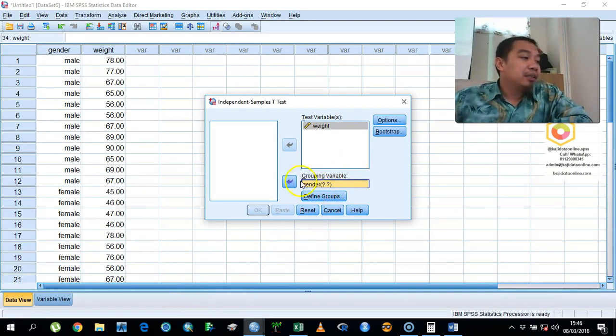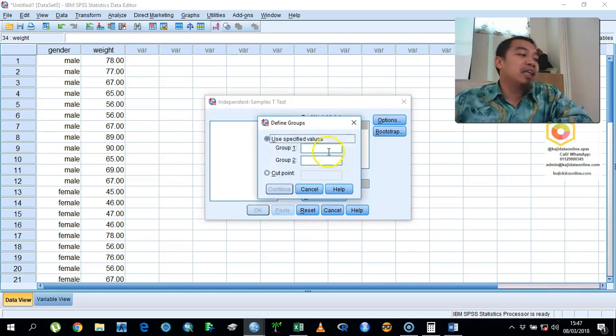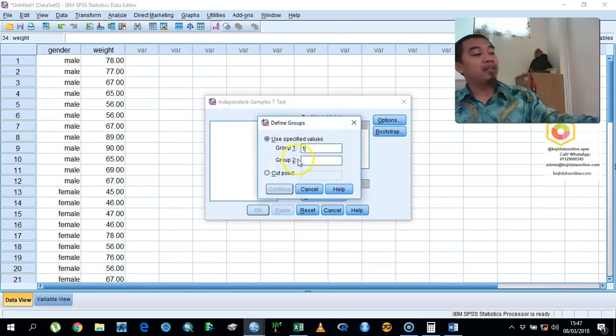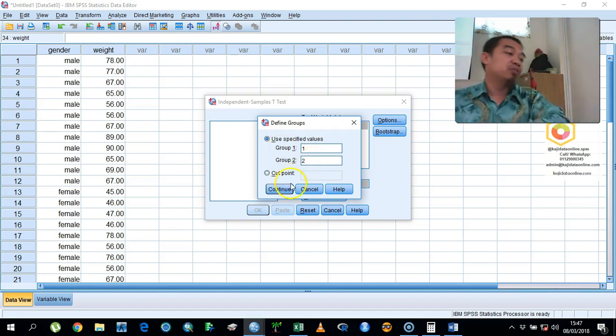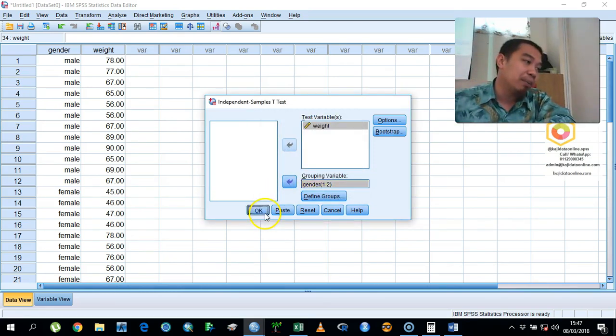So this one, you can see, you cannot click. Why? Because the computer is explaining to you and giving you some hint. Gender, question mark, question mark. That means we need to define. The group one is one because we number one as male and then we number two as female. Correct. And then we click the okay button.